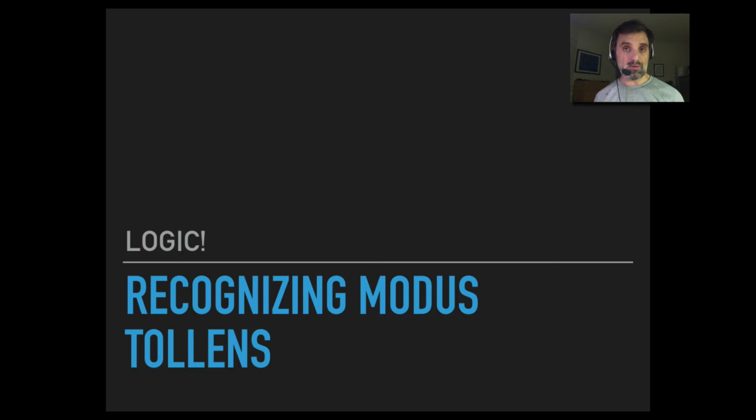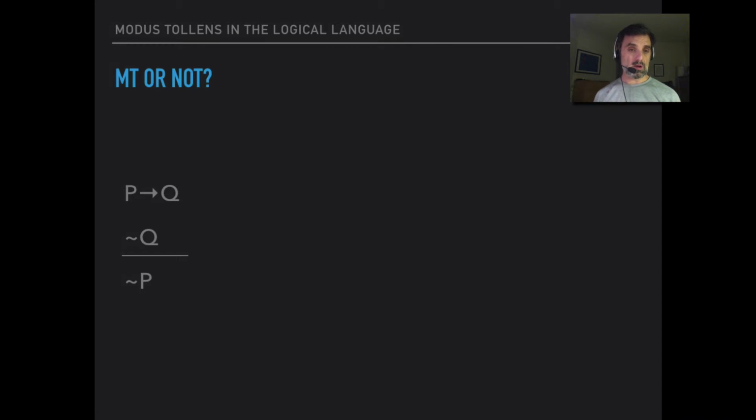So let's look at a couple of examples. So if P then Q, not Q, not P. Well, our first premise is a conditional, so we're looking good so far. The second premise is not Q. Well, the consequent of the first premise is Q, and so our second premise is the negation of that.